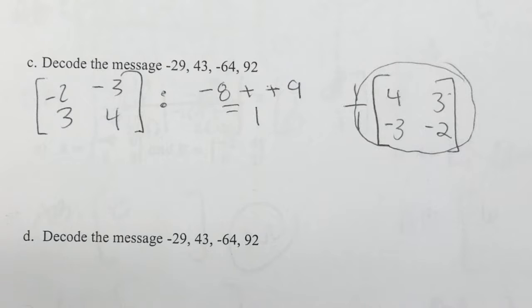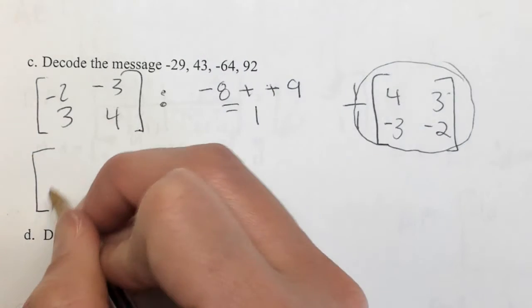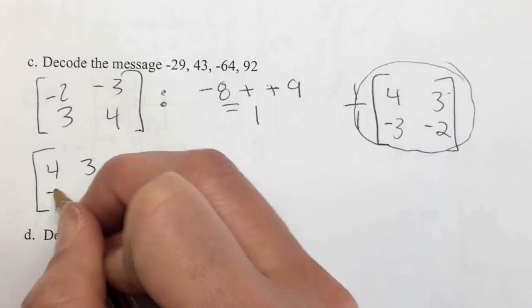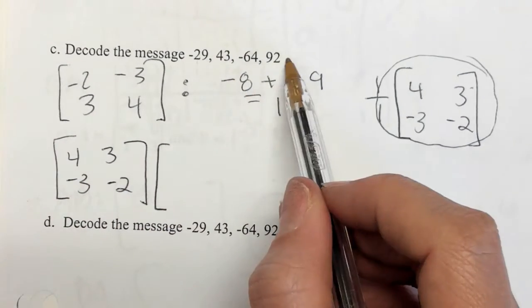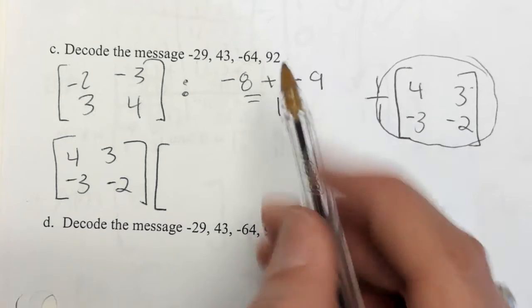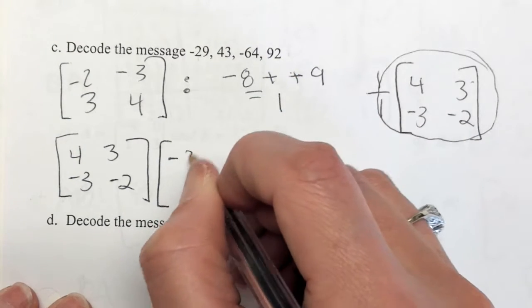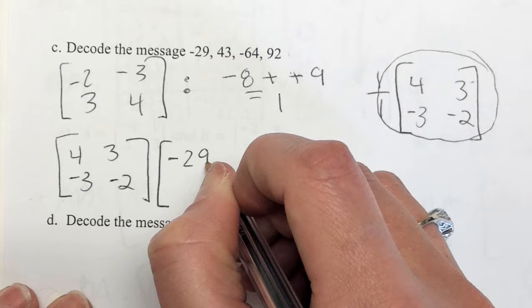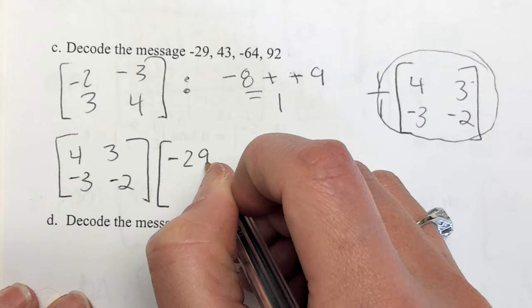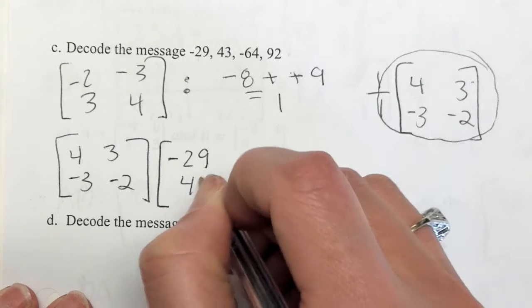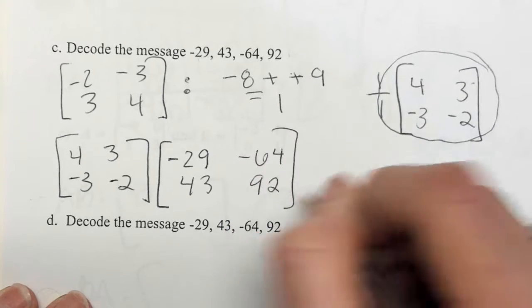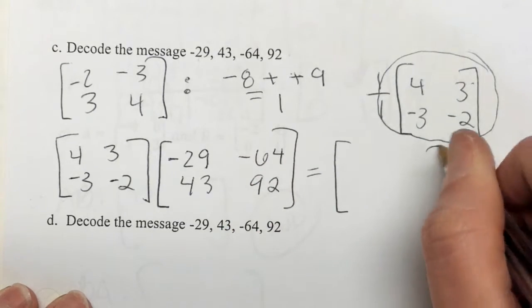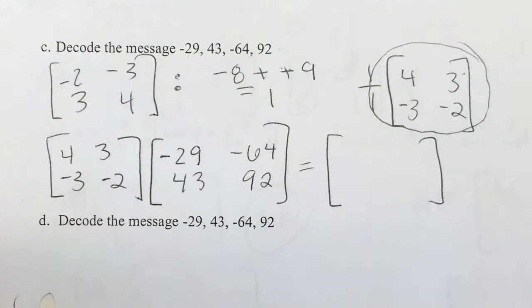So to decode this message, all you do is multiply this, make sure you put that first, our inverse matrix, times this matrix. Remember that when you're creating these matrices, it's got to be negative 29. Where does the 43 go? Below or to the right? Below. And then negative 64 and 92. Go ahead and multiply those. Yep, multiply.